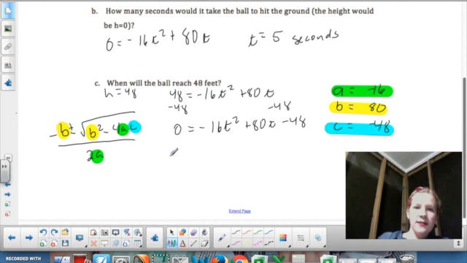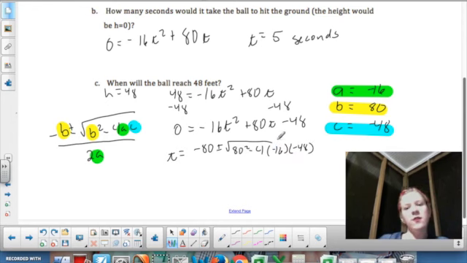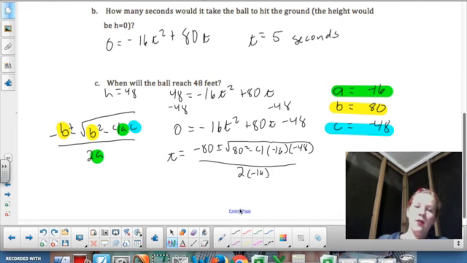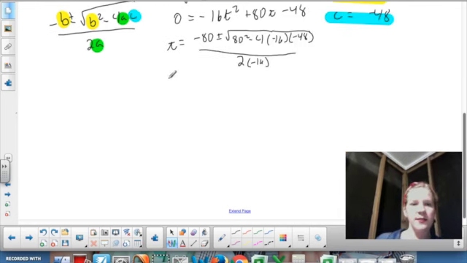I've got time equals negative 80 plus or minus 80 squared minus 4 times negative 16 times negative 48. Unfortunately, it's not going to go to 0 this time. That was pretty nice last time, wasn't it? And then 2 times negative 16. Okay, so now it's just crunching numbers, guys, as so often happens with using the quadratic formula.